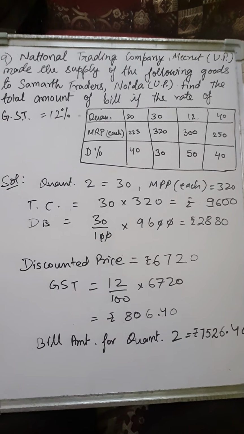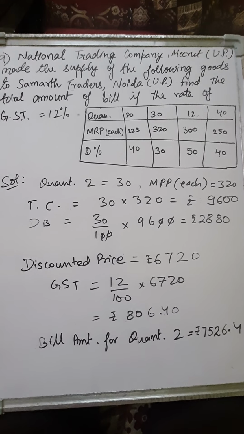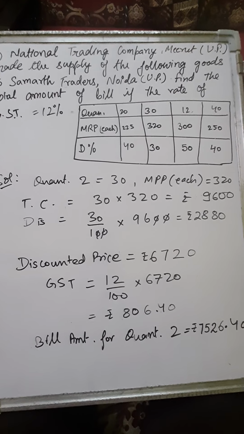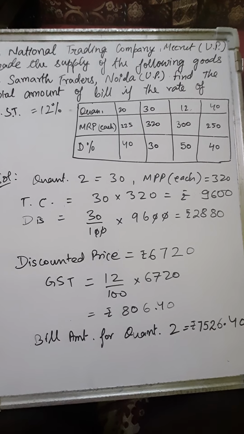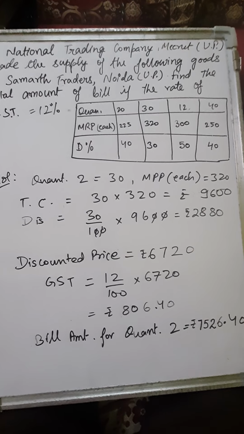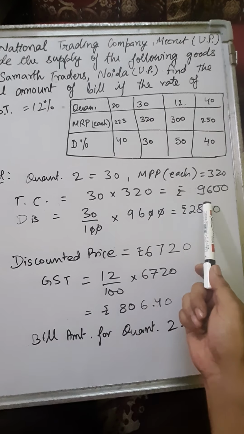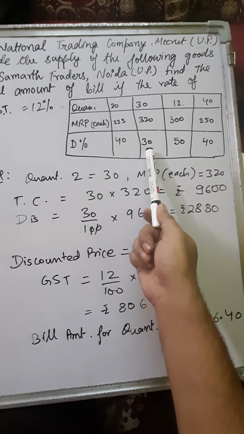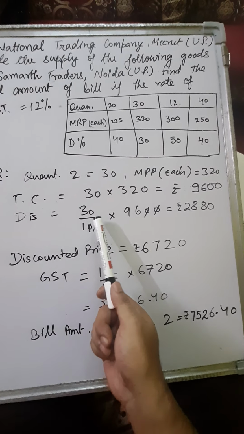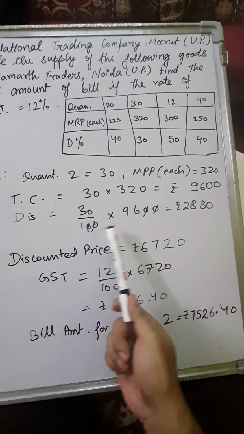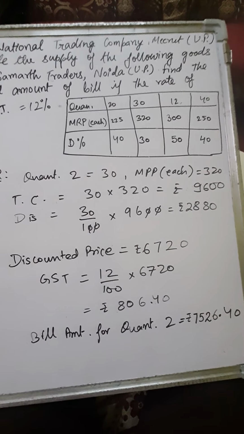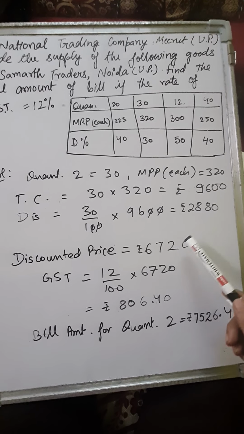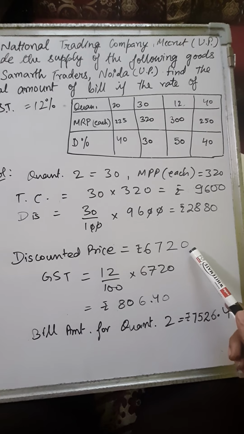Now children, we will calculate the bill amount for quantity 2. See, quantity 2 is of 30 units and the cost of each item for quantity 2 is 320 rupees. So the total cost will be 30 into 320, that will be 9600. And the discount on quantity 2 is given as 30%. So if we calculate the discount, that is 30 upon 100 into 9600, it will be 2880. Now what is the discounted value? Total cost minus discount. When we subtract these two quantities, we get the discounted price, which is 6720.